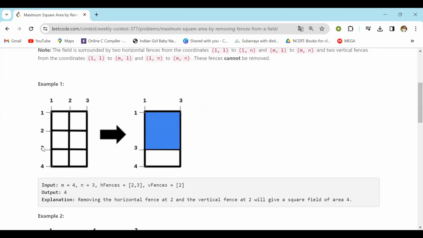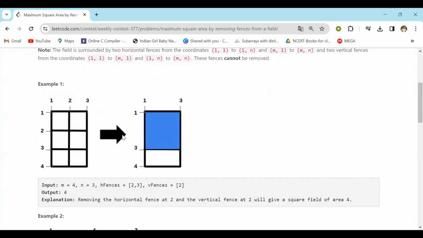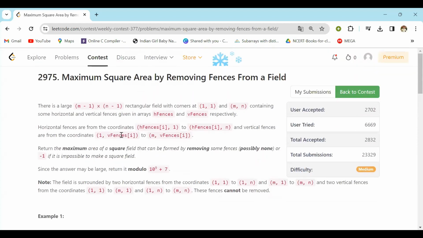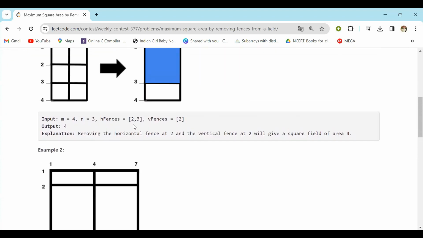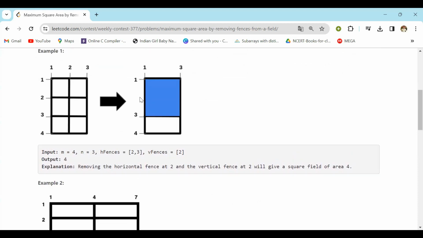So for example, this is how the field is, right? m is 4 and n is 3, right? So this is how the field is initially. Now the question says the horizontal fences are 2 and 3. 2 means this fence. Okay, let's see how the other fences work. The horizontal fence is (i, 1) to (i, n). So from (2, 1) to what is n? (2, 3). Coordinate of (2, 1) to (2, 3).